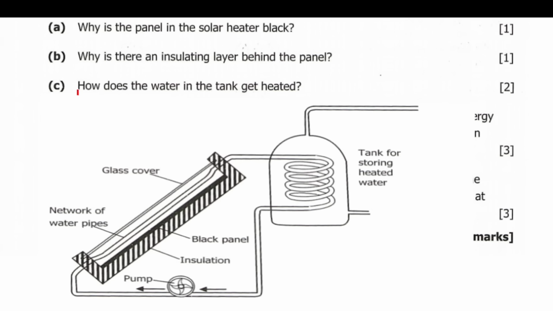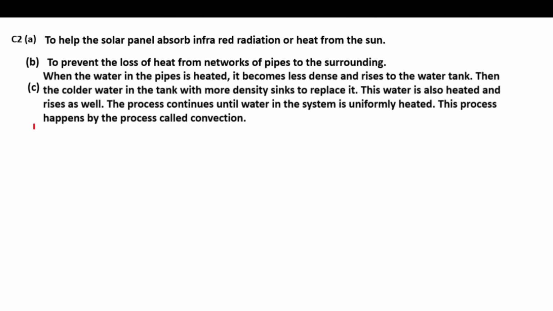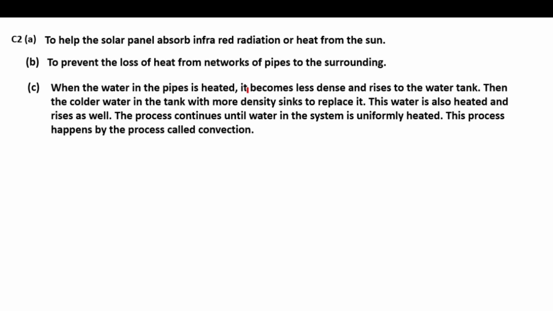Then C, how does the water in the tank get heated? The answer is that when the water in the pipes is heated, it becomes less dense and rises to the water tank. Then the colder water in the tank, with more density, sinks to replace it. This water is also heated and rises as well. The process continues until water in the system is uniformly heated. This happens by a process called convection.